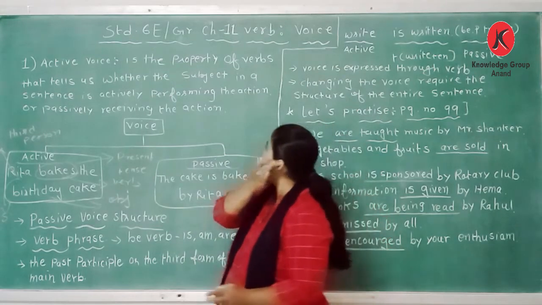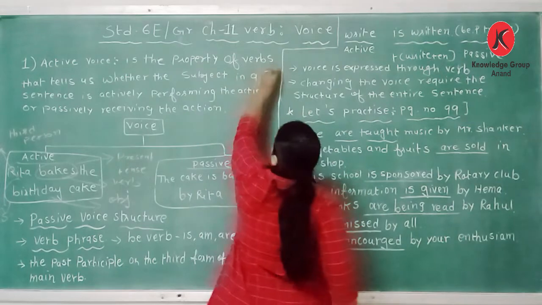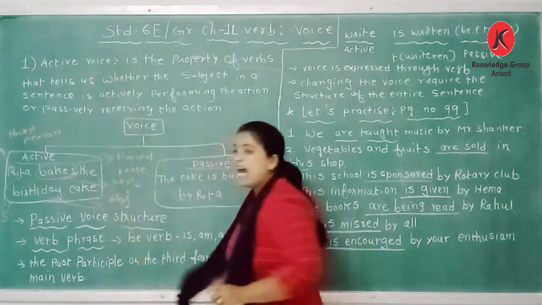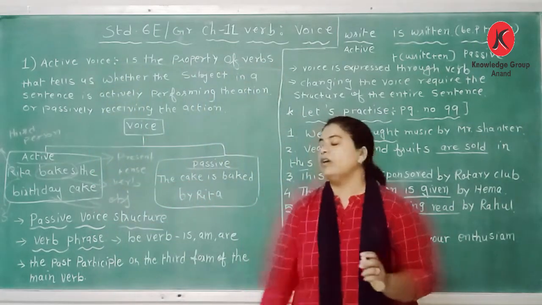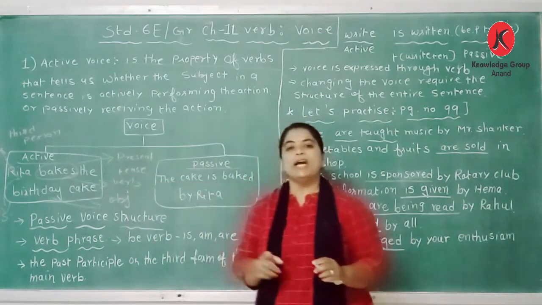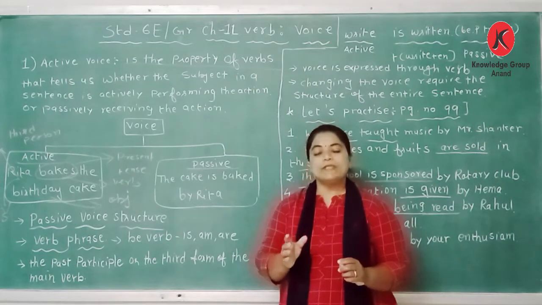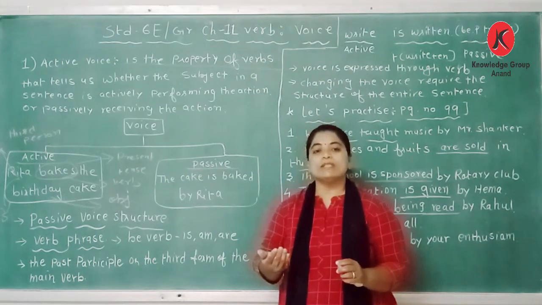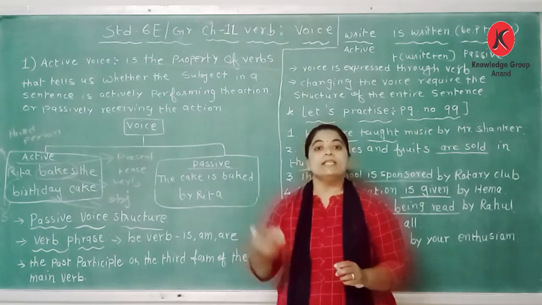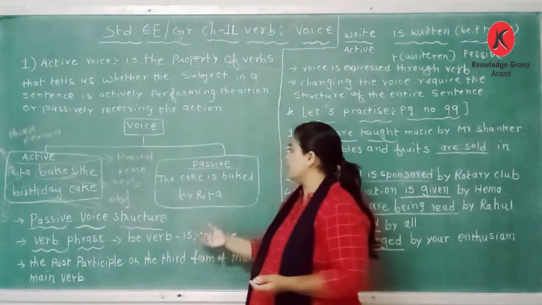See here it is written, active voice is the property of the verb. Active voice sentences are the property of the verb. So according to the verb, we have to identify the type of sentence, that is active voice, and in which tense. Then it is easy for you to change it into passive.